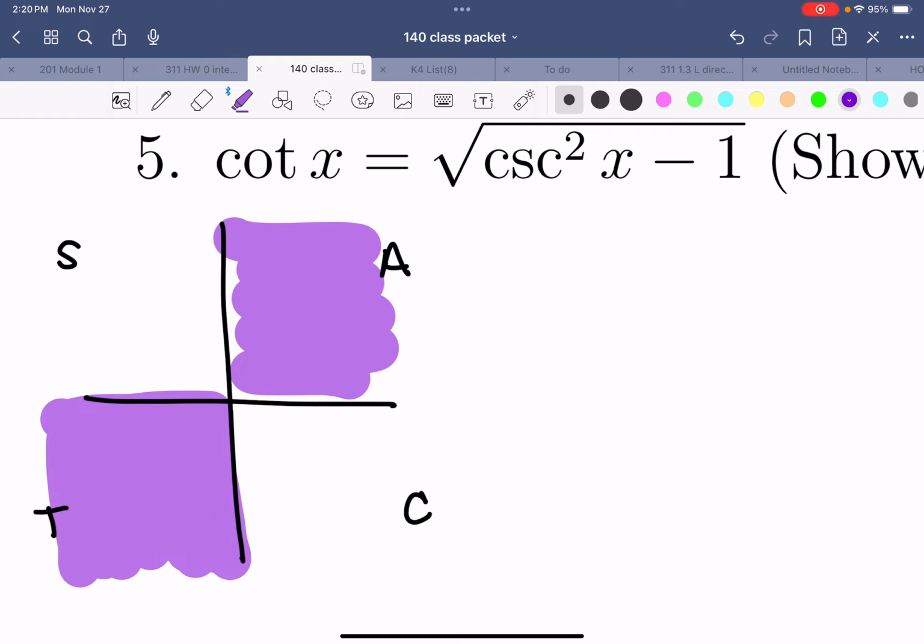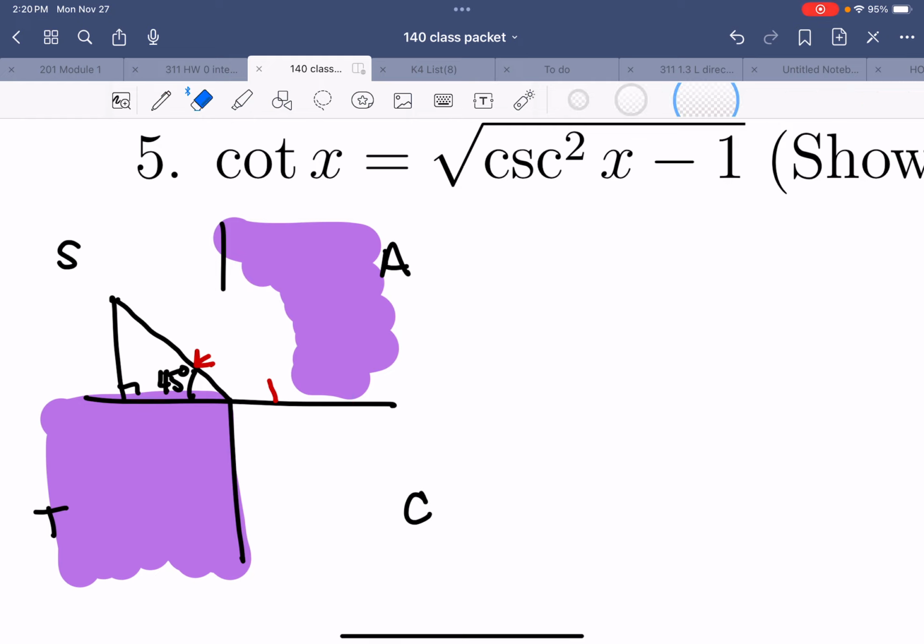So if I want cotangent to be negative, I need to put it in either the S or the C. Doesn't matter which one you go with. I'm going to go with S. So I'm going to put my angle over here. It also doesn't matter what angle you pick in there. So I'm going to pick one that I'm familiar with, which would be 45. Now, if my reference angle is 45, then my x value coming from here is going to be 180 minus that. So that's going to be 135 degrees. So what I want to do is plug in 135 and see if that will give me something that doesn't work.